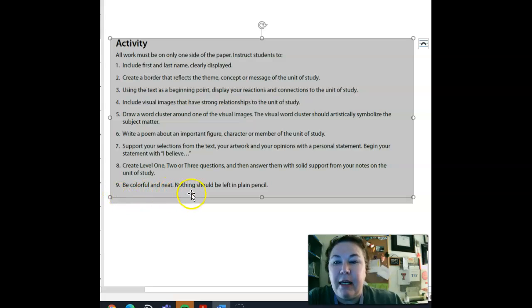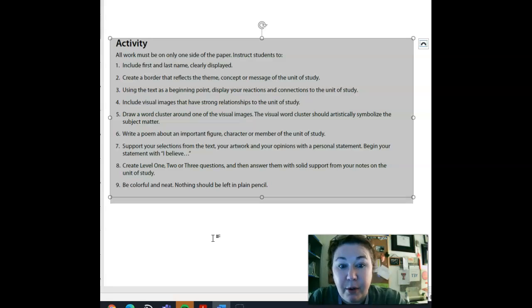Be colorful and neat. Nothing should be left in plain pencil. Now, that's how I usually do it, but because we're not sharing materials, I can't give you other materials. So if all you have is a pencil, then use a pencil. But I would prefer, hopefully from the beginning of the year, you have markers or some type of map colors or something that you can use. So hopefully you'll be able to have something else so it's not plain pencil.